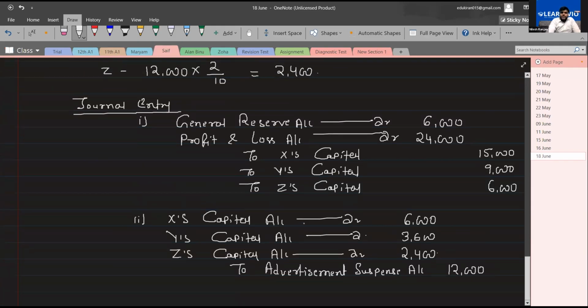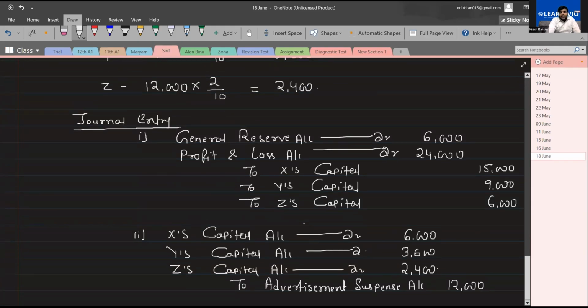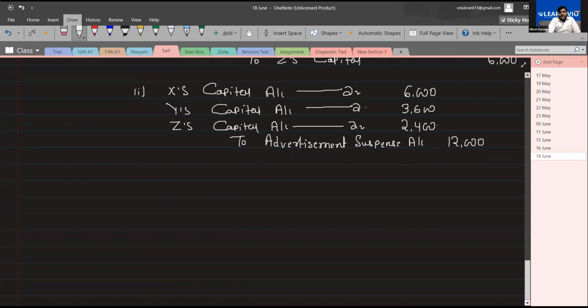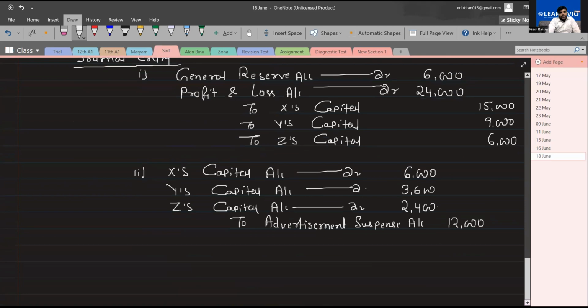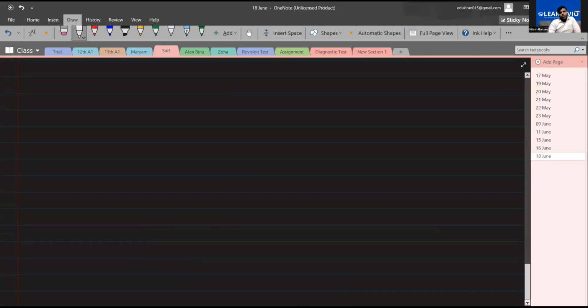Why are we making two journal entries? I told you that in the first case, we calculate the profit and loss, we distribute profit and loss separately, and we also pass journal entry for profit and loss separately. In second case, we have to calculate the net balance. Actually, question is asking for second case, but I have just solved the first case also so that it will be clear to you how these two are different.